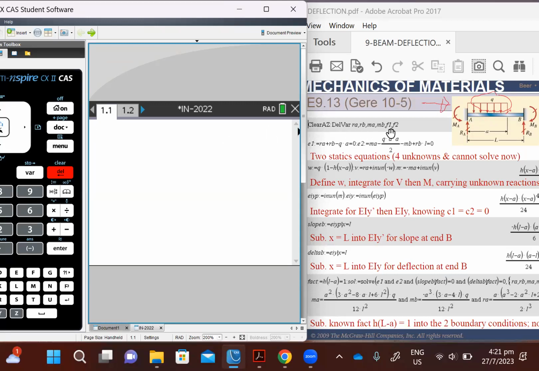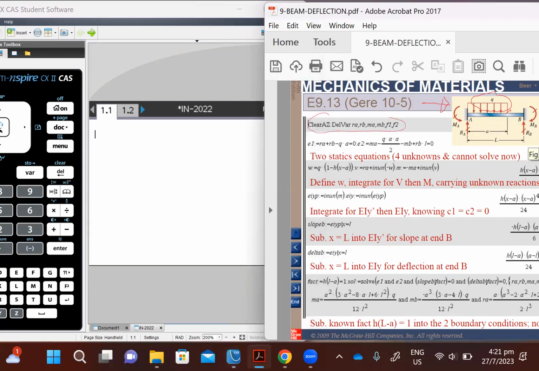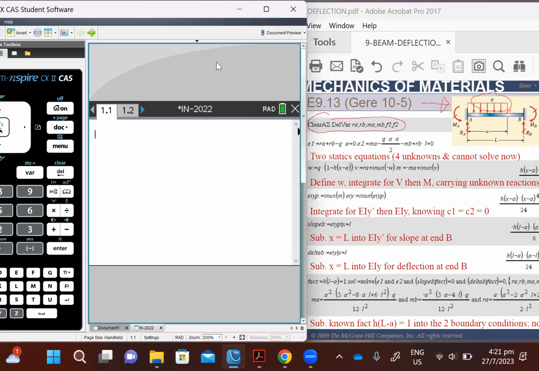Let's ignore this because it's a fresh program that I started. But you better actually save it. So let's assume that you have saved it as some other file name. Okay. And step one is statics.